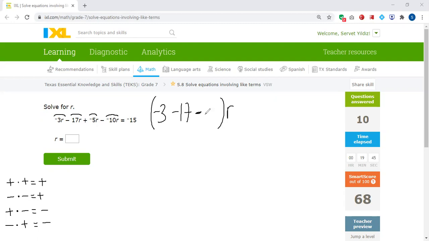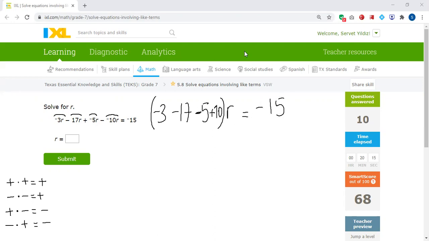And 5r, so negative 5. And here we have negative times negative, okay? Negative times negative will be positive, so that's going to be positive 10. Negative 3 minus 17 minus 5, because positive times negative is negative, so minus 5. Negative times negative is positive, so plus 10. r is equal to negative 15.